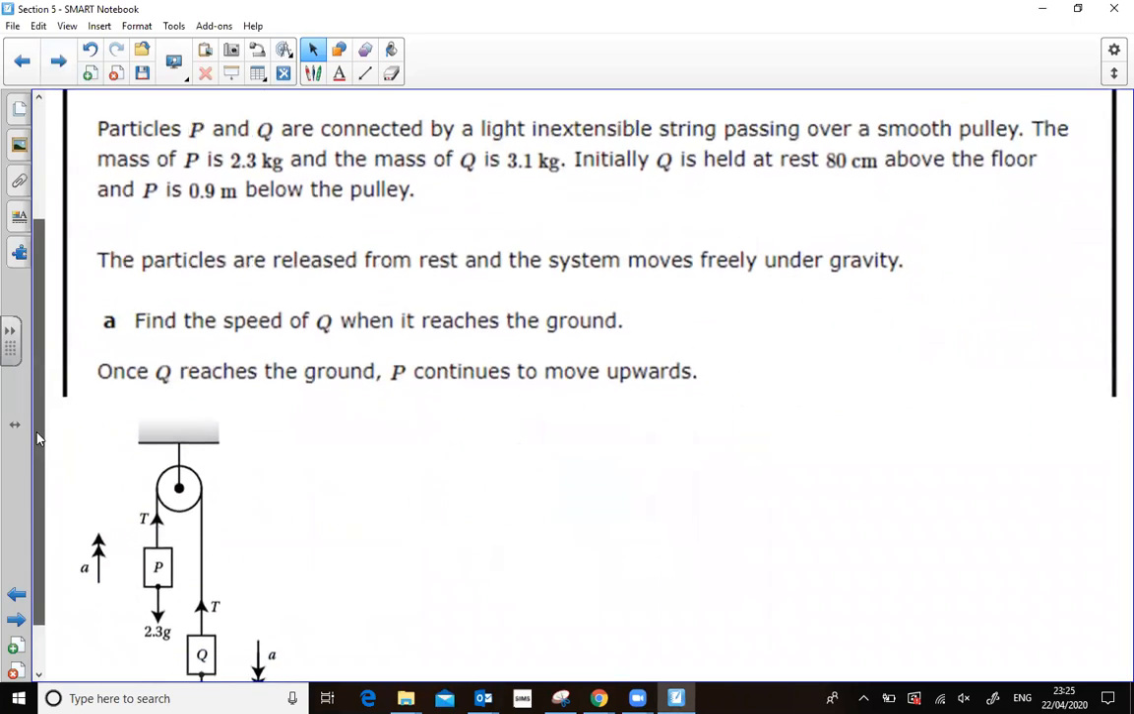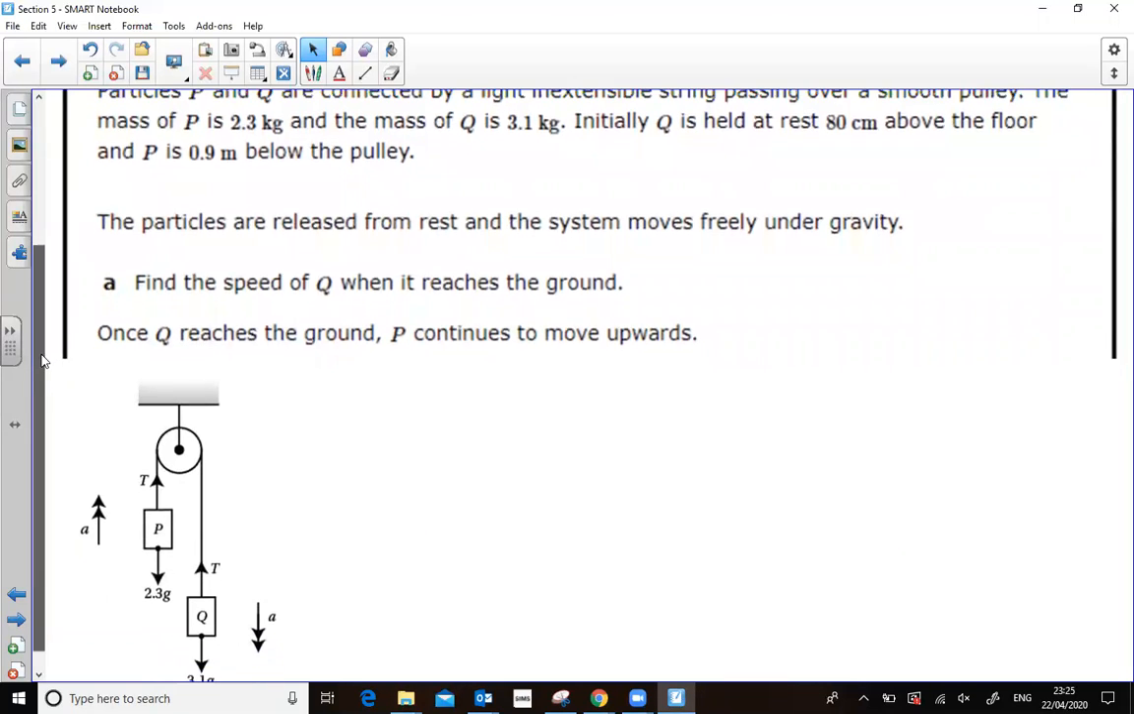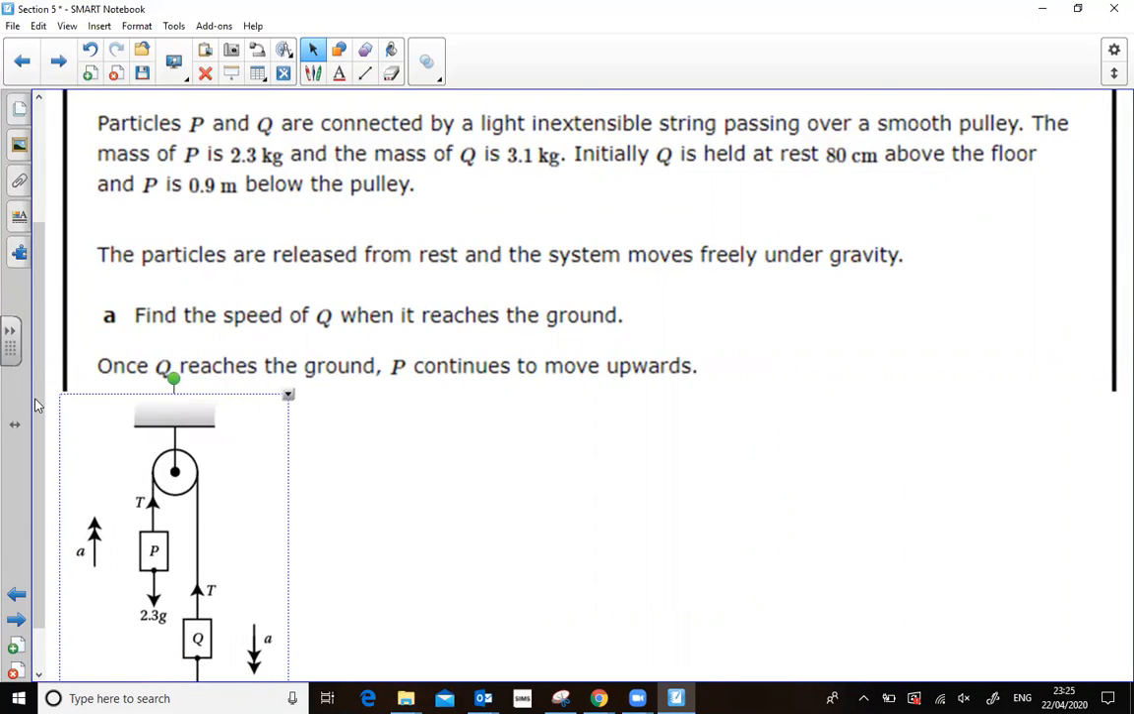Okay, so in this question, it says a particle P and Q are connected by a light inextensible string passing over a smooth pulley. So again, I have now shown you the diagram, but if you want, you should try to draw the diagram yourself before you look at my diagram, as in most questions in the exam, you will not be given the diagram with all the forces labeled on it. So that will be a good practice for you to do right now. Okay, so let's have a look at this diagram.